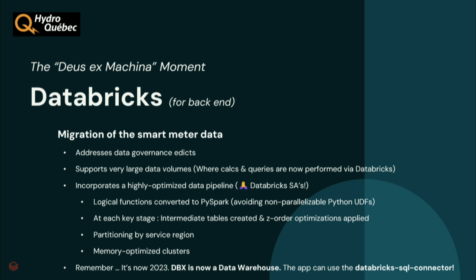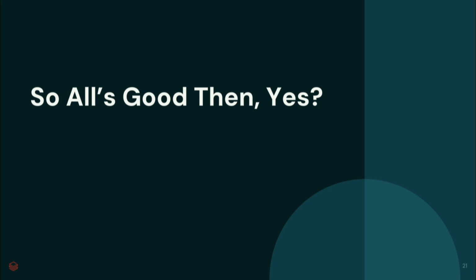Enter stage right, Databricks. And so they take all the data from the legacy system, whatever it was that was working reasonably well, which the end users don't care about, and they pump it all into Databricks. And it addresses the data governance requirements, supports the large volumes, and incorporates a really highly optimized pipeline. They've got all these logical functions, and they convert them to PySpark. At each stage, they create these intermediate tables, and I'll get into that a little bit more. They partition, they optimize their clusters through memory. Life should be good, right? They're doing all the best practices for this particular circumstance. So, what could be wrong?